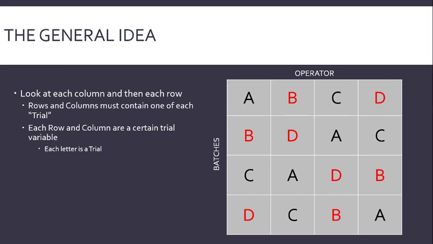The general idea is that you have your trials set up in rows and columns, with the rows being one nuisance variable and the columns being the other nuisance variable. And each letter is a trial.